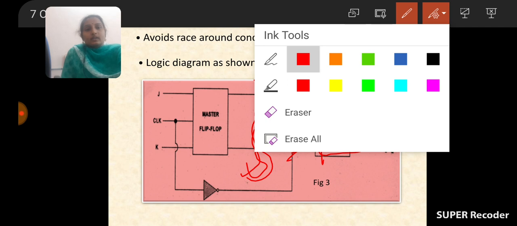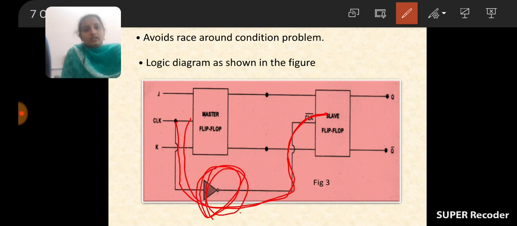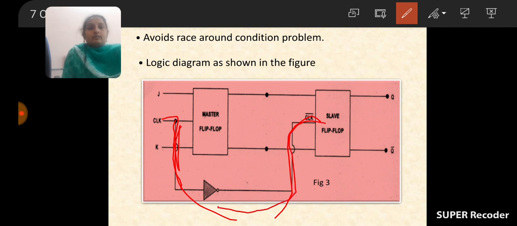Okay, and see here, the clock pulse must be applied to both flip-flops, but through a NOT gate. Master will receive the clock pulse and also slave will receive the clock pulse, but master will receive the clock pulse directly, and slave will receive the clock pulse through the NOT gate.